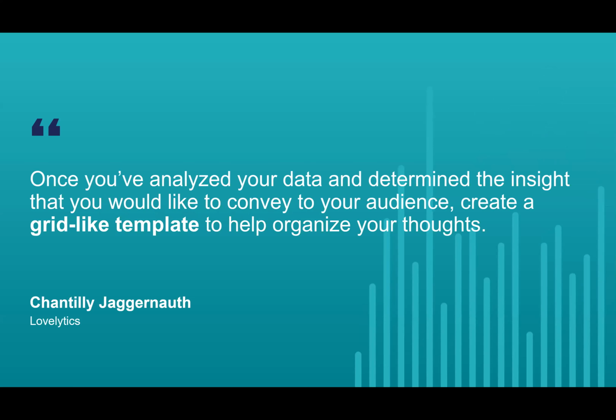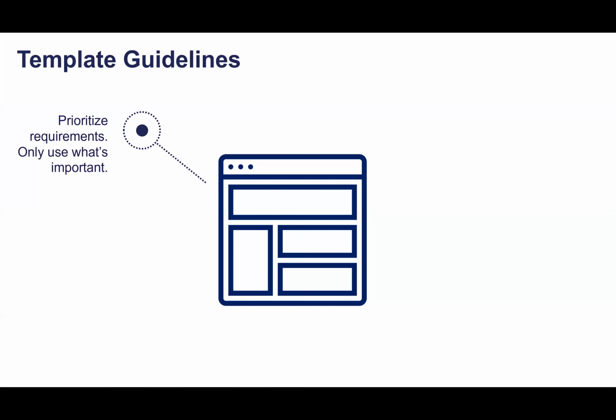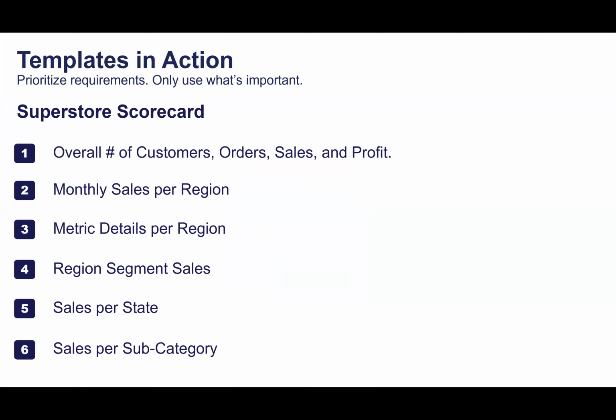So let's look at some of the things that go into that, right? Once you've analyzed your data and you determine the insight that you would like to convey to your audience, create a grid-like template to help you organize your thoughts. So first, with your template, you want to make sure that you're prioritizing your requirements. Only use what's important. So if we go back to the example that I showed you all earlier, I've listed each of those questions in terms of order of priority.